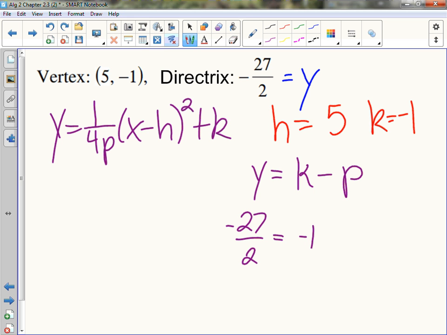I know the value of k is negative 1 minus p. So I plugged in what I knew, because I know the directrix should equal negative 27 over 2. Put that on one side. Filled in the value of k. Now we're going to solve.